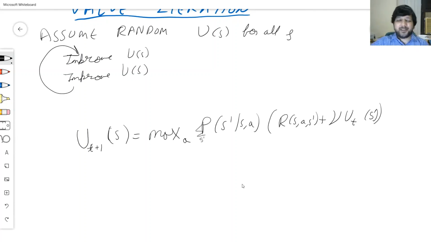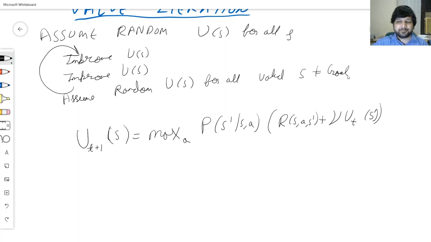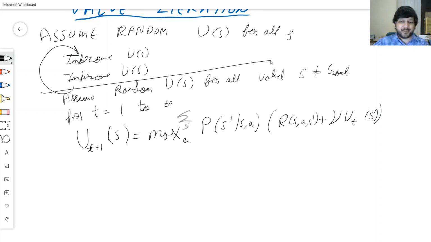Now it's easy for me to say: assume random U's for all valid s not equal to goal, and I say while forever. Or instead of while forever, you say for t equal to 1 to infinity. That's my algorithm.